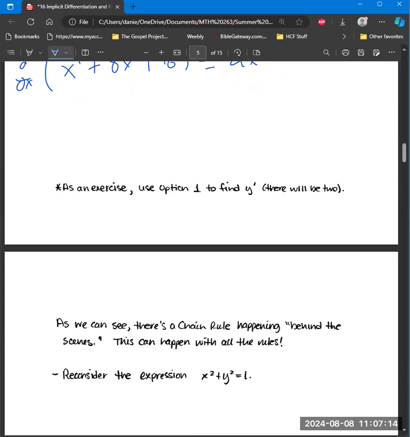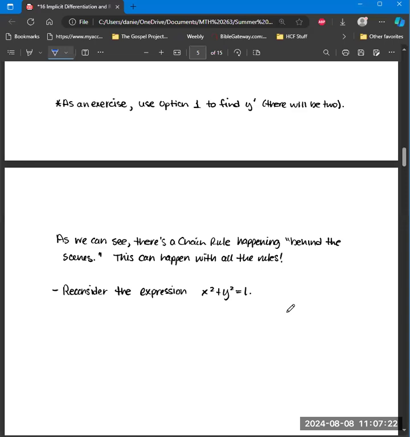So let's go ahead, and you can see that there's a chain rule happening behind the scenes. This can happen with all the rules. So now let's look back again at that unit circle. And though we've already done this, we're going to do it again. Derivative with respect to x of x squared plus y squared is equal to derivative with respect to x of 1. And we've got the 2x part taken care of.